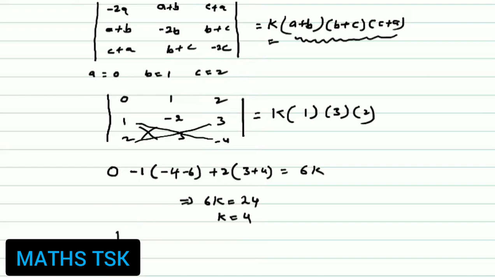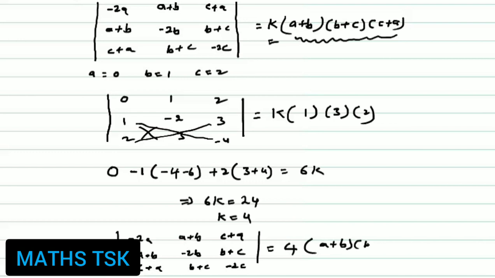So I can conclude here that the determinant of minus 2a, a plus b, c plus a, and then a plus b, minus 2b, b plus c, and then c plus a, b plus c, minus 2c is equal to 4 times of a plus b, b plus c, c plus a. So try once. Here the only thing is when x is equal to a is substituted, if the determinant is 0, then x minus a is a factor of the determinant. That's the principle used here. Okay.